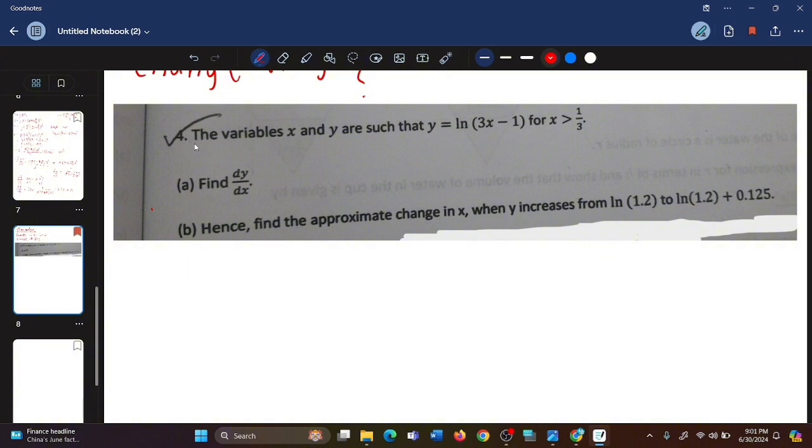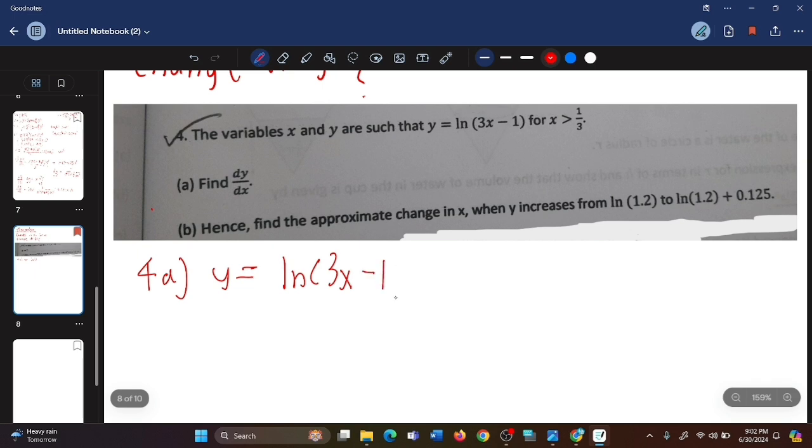This question says that the variables x and y are such that y equals ln(3x minus 1) for x greater than 1 by 3. In part A, we are told to find the derivative dy by dx. Let's first do it. Then in part B, we will see what approximation actually is. So let's do A. y equals ln(3x minus 1).